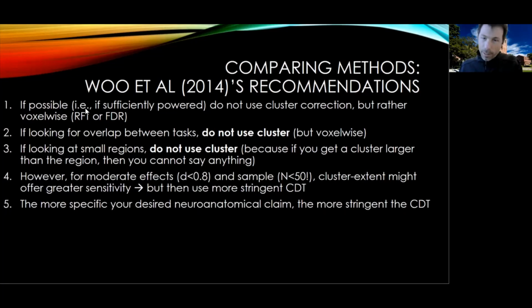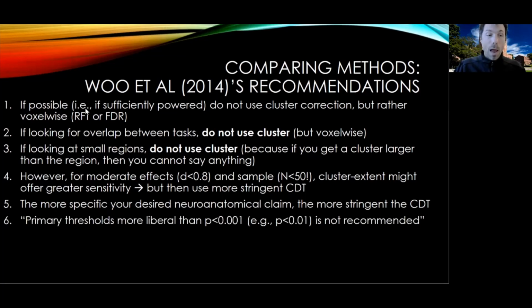But of course, the more stringent your threshold is, the more specific neuroanatomical claims you typically can make. In fact, in their words, primary thresholds more liberal than 0.001, e.g. 0.01, and they're being a bit sneaky about the result, I have to say, because they're glossing over the fact that the 0.005 did not show a statistical difference from the nominal alpha, they say is not recommended. And of course, as we will see next, it's not that simple. Whether you're using FSL or SPM or AFNI does make a difference. So just the threshold by itself is not enough to decide.